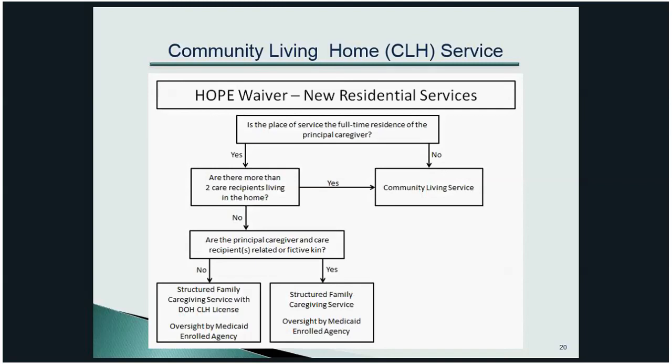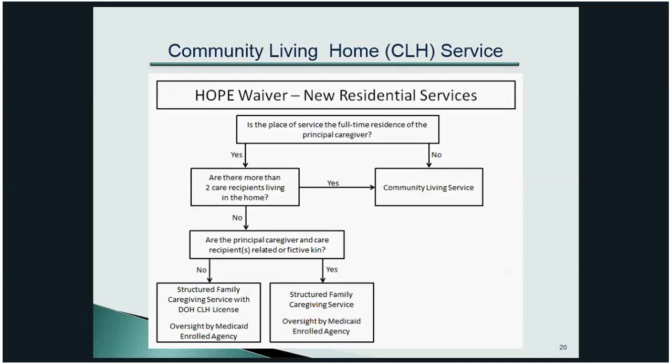If the answer to that question is no, then we have to ask if the principal caregiver and care recipient are related or fictive kin. If they are related, it's just your basic structured family caregiving services over on the right, and we will have oversight by the Medicaid enrolled provider agency. However, if they are not related or fictive kin, they still will be allowed to provide structured family caregiving services, but they also need to be licensed by the Department of Health, as well as having the oversight by the enrolled Medicaid agency.